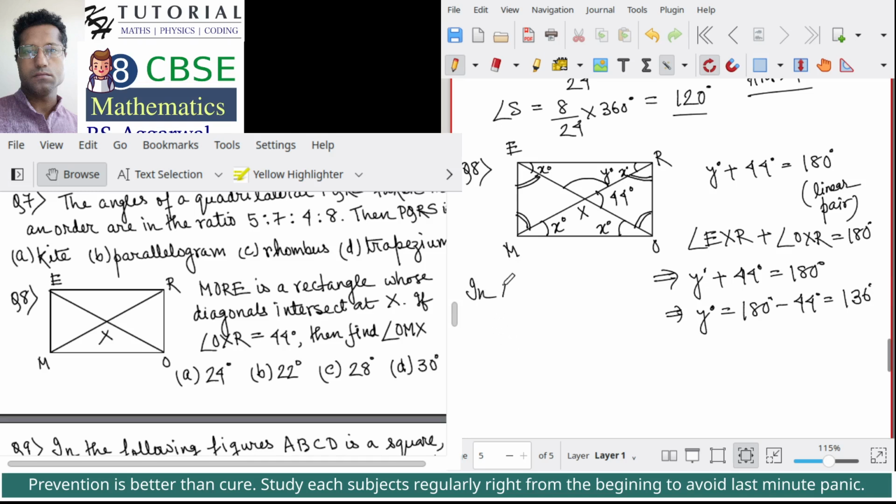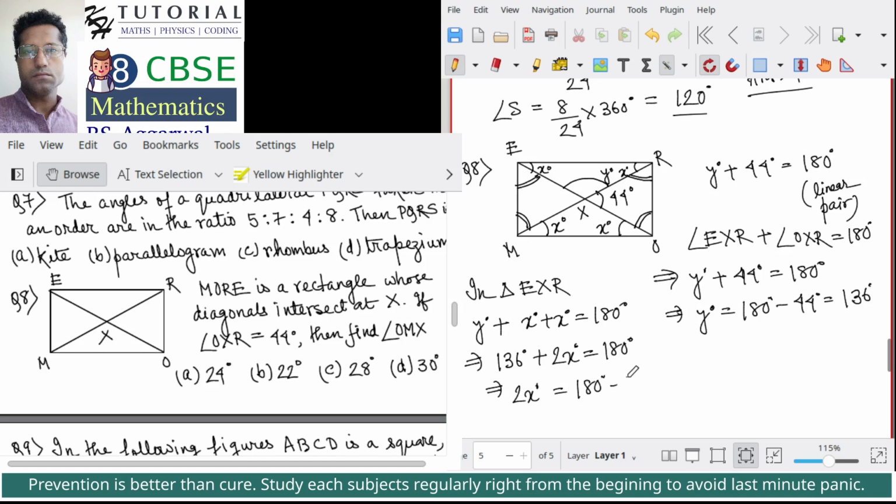Now in triangle EXR, the sum of the angles of the triangle must be equal to 180 degrees. So we must have y degrees plus 2x degrees equal to 180 degrees. y degrees is 136 degrees, so 2x degrees is equal to 180 degrees minus 136 degrees, which is equal to 44 degrees. So x degrees has to be equal to 44 degrees divided by 2, which is 22 degrees. So the value of angle x is 22 degrees.